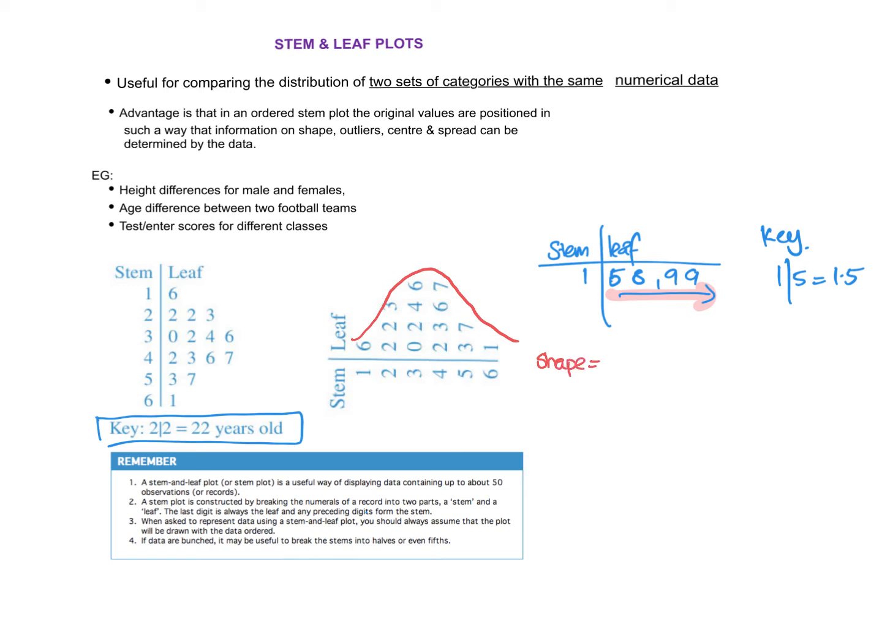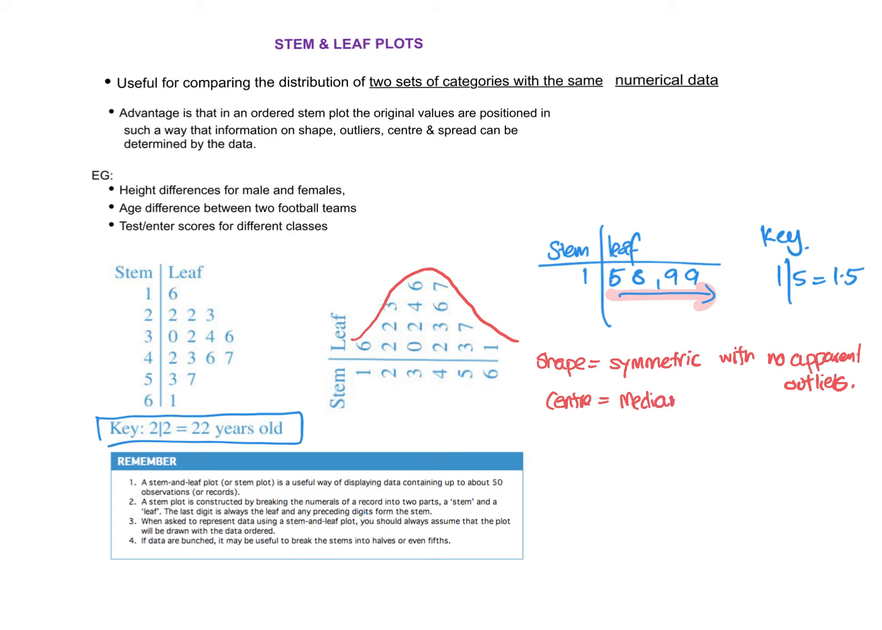Yeah, so this one is symmetric. So we can then make all those same comments on it. We can say the shape is symmetric with no outliers or no apparent outliers. And then what else do we comment on? We comment on the center, yeah? And we're going to use the median again.